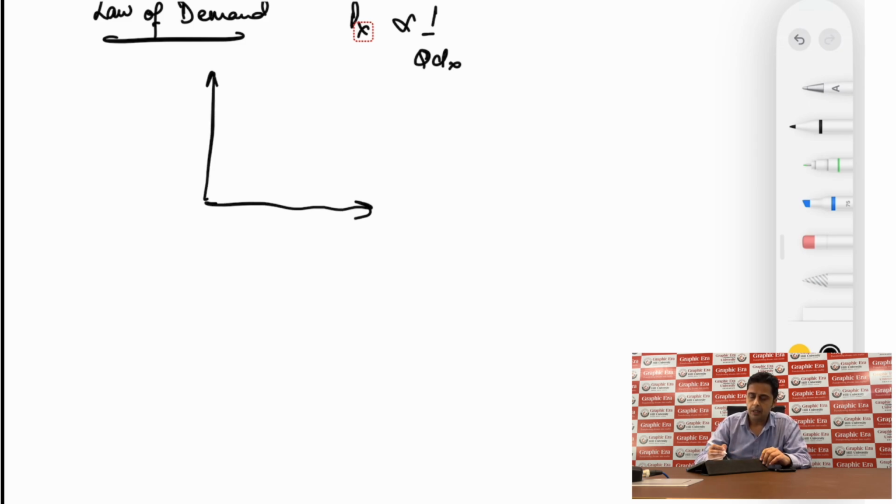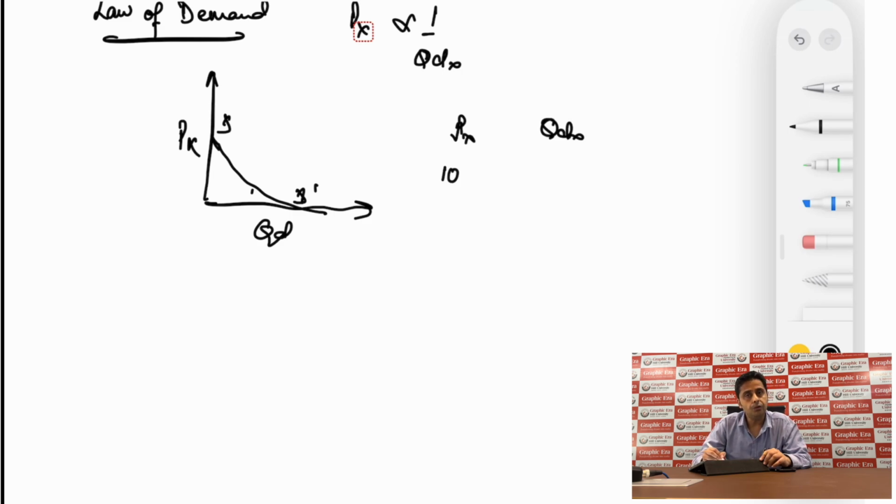inversely related, and the demand curve DD dash showed a negative relation. That means if I take a demand function, given the price of a commodity and the quantity demanded of X, let's say the original price of a commodity was rupees 10 and the demand of that commodity was 100. And we say that when the price reduced to 8, the demand went up to 150.